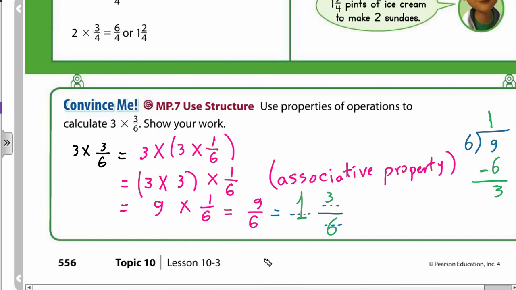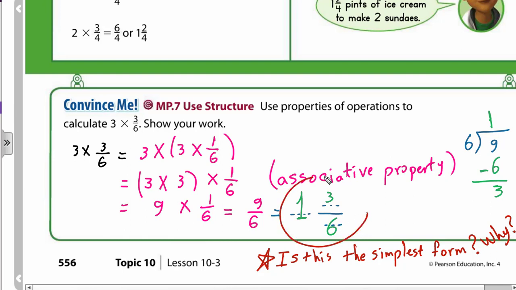Okay, the star question now. Is this the simplest form or the reduced form or the lowest term? If you don't have the answer, do not use your mic. I want yes or no and why. This answer, 1 and 3/6, is it the simplest form? No.